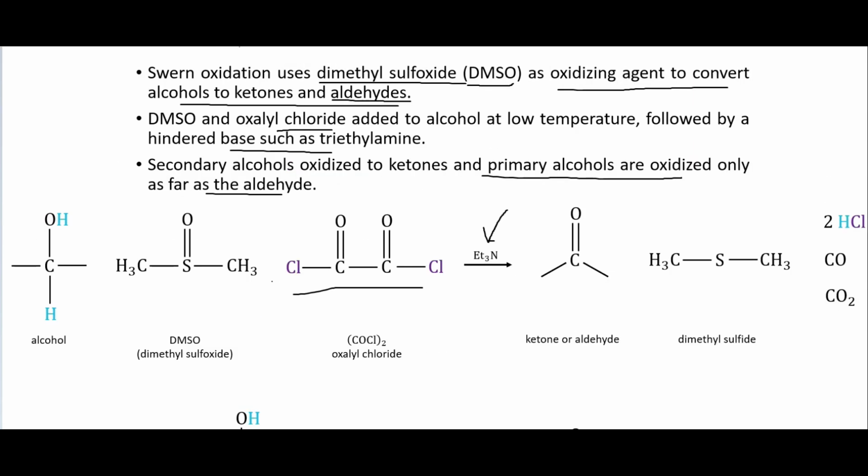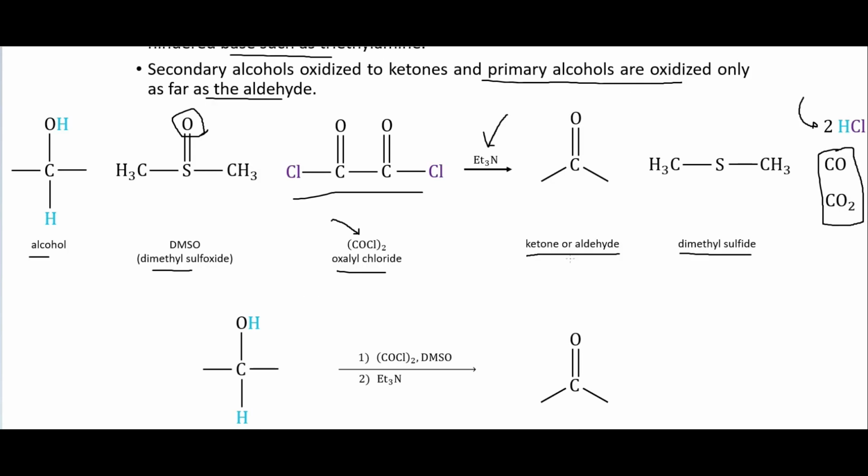So that's the mechanism we have here. We bring in our alcohol, our DMSO, and our oxalyl chloride, which is this COCl2 right here. And so then we generate a ketone or aldehyde. This is turned into dimethyl sulfide. So this is losing its oxygen there. We generate 2HCl here, and we also get carbon monoxide and carbon dioxide products there as well.